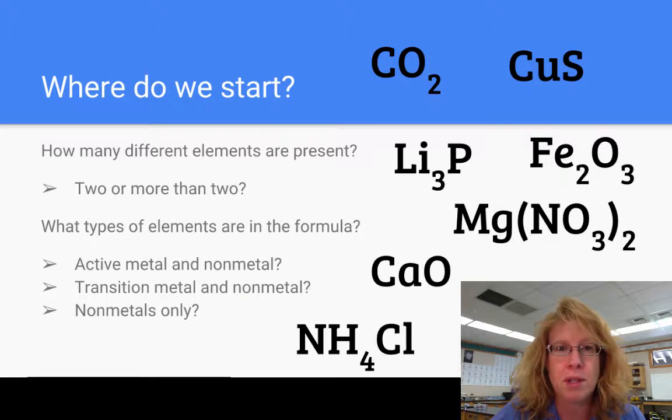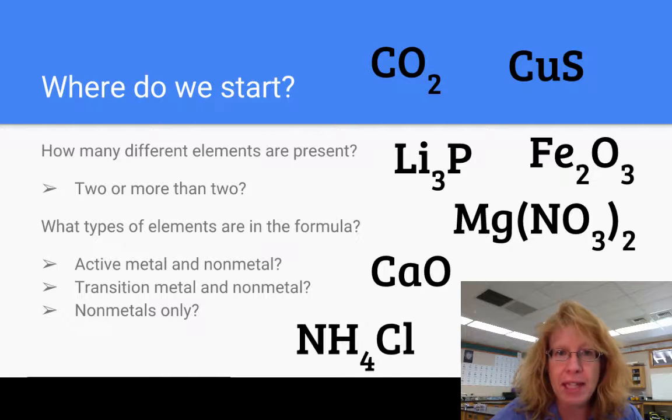A couple basic questions. Number one, how many elements are present? And number two, what kinds of elements are present? Because once you know those things, that's going to give you a path for doing some naming procedures in terms of figuring out what's what. You can take a look at the examples up here on the screen. The first question I always want to ask is, are there two elements present, or are there more than two elements present? Not atoms, but elements.